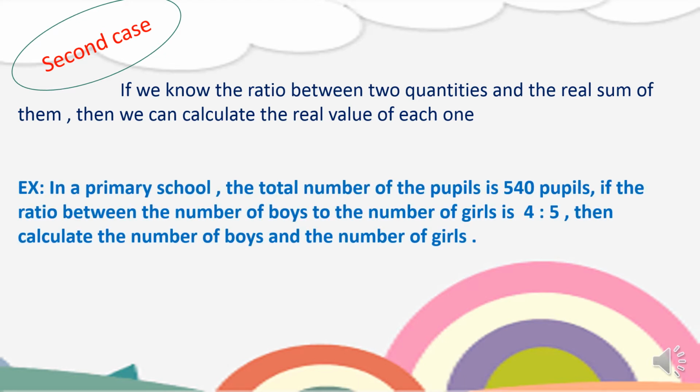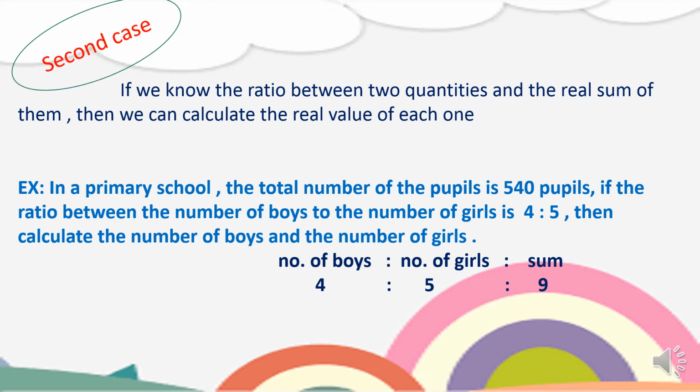Let's see, Junior 6. In a primary school, the total number of pupils is 540. If the ratio between the number of boys to the number of girls is 4 to 5, then calculate the number of boys and the number of girls. Now I have a ratio between the number of boys and the number of girls. Don't forget the order is very important. So I write number of boys to number of girls, 4 to 5.